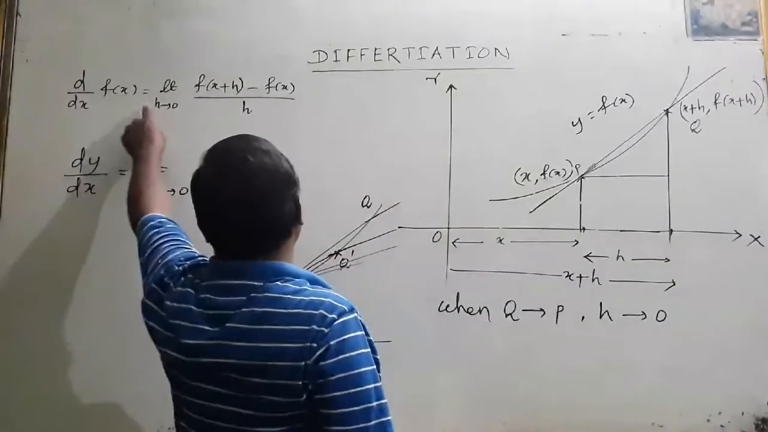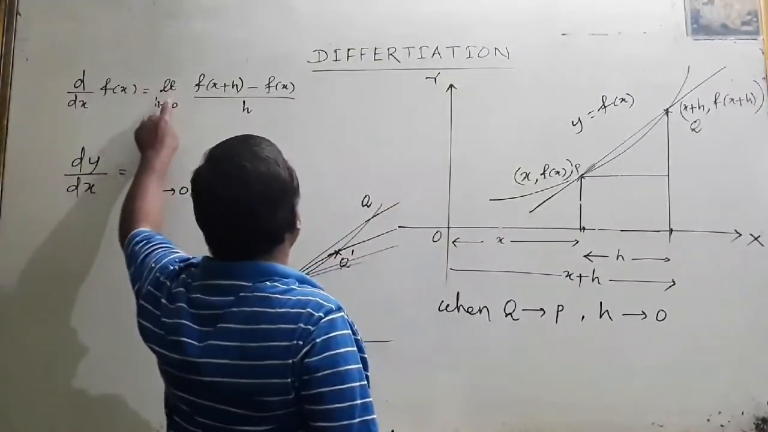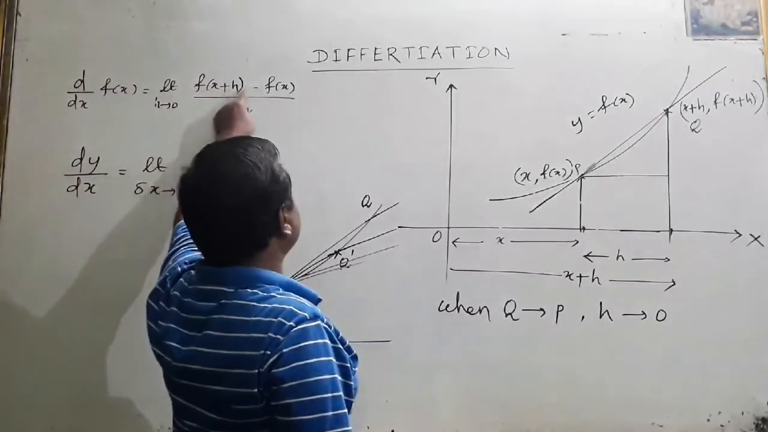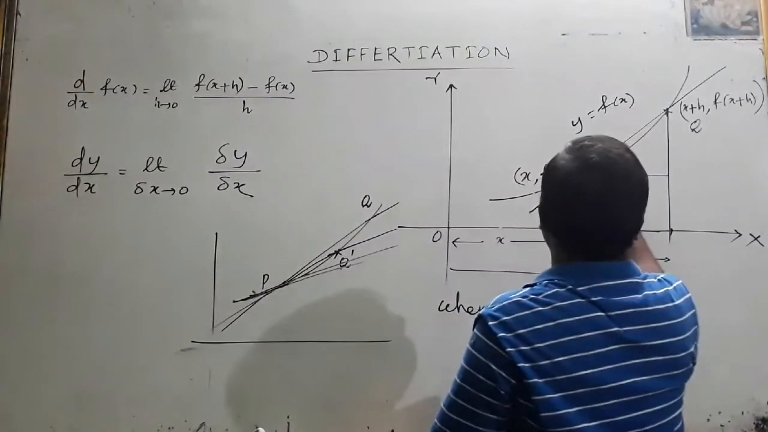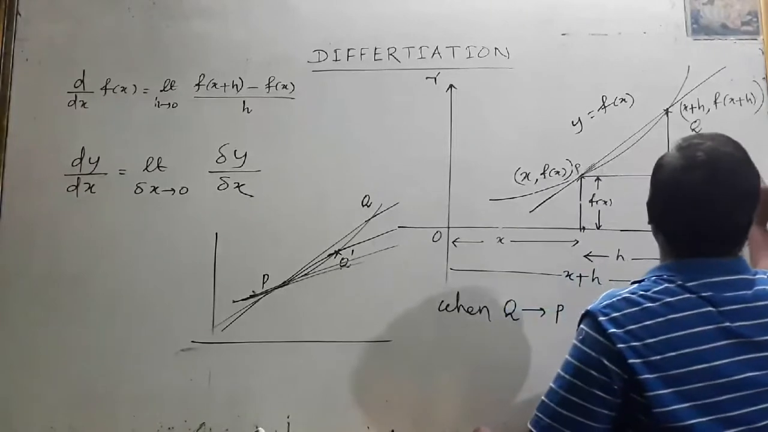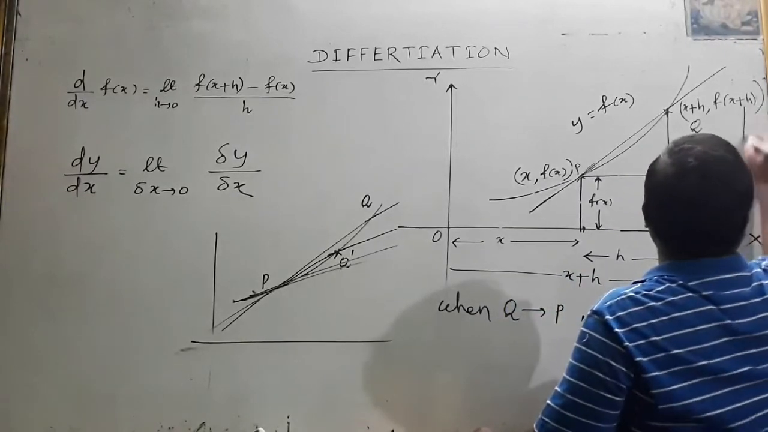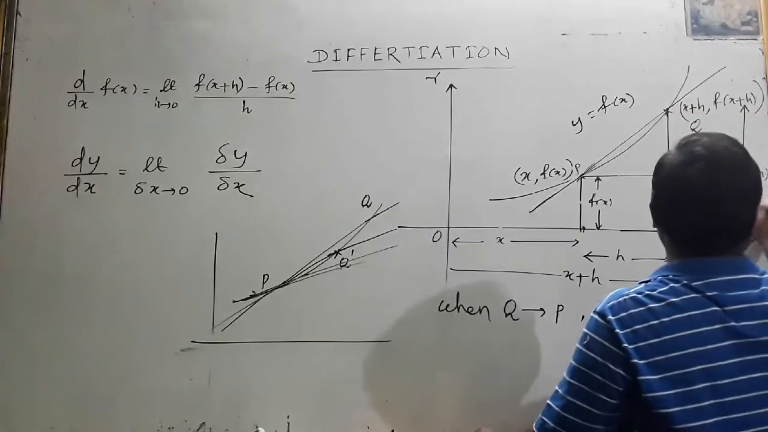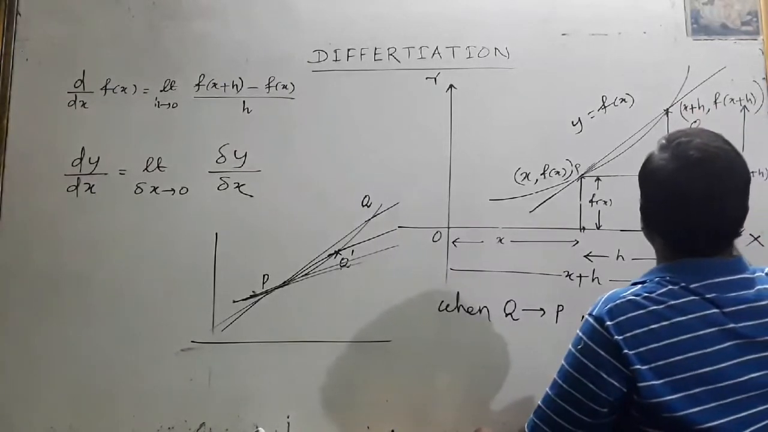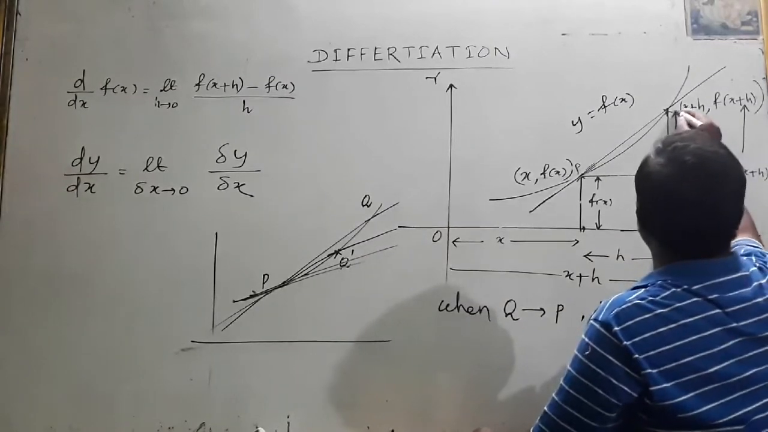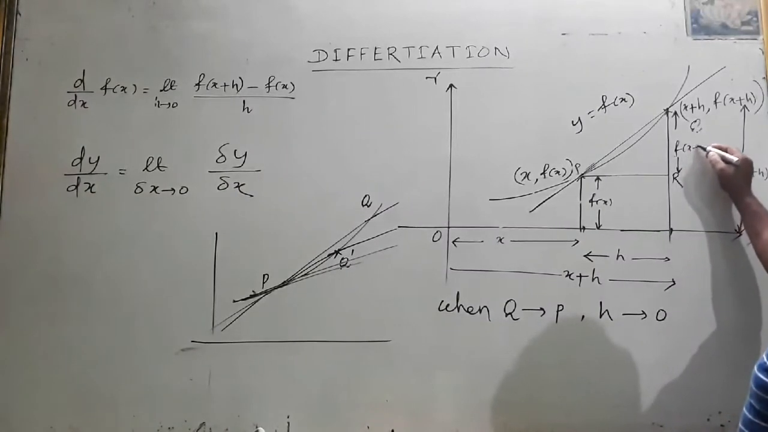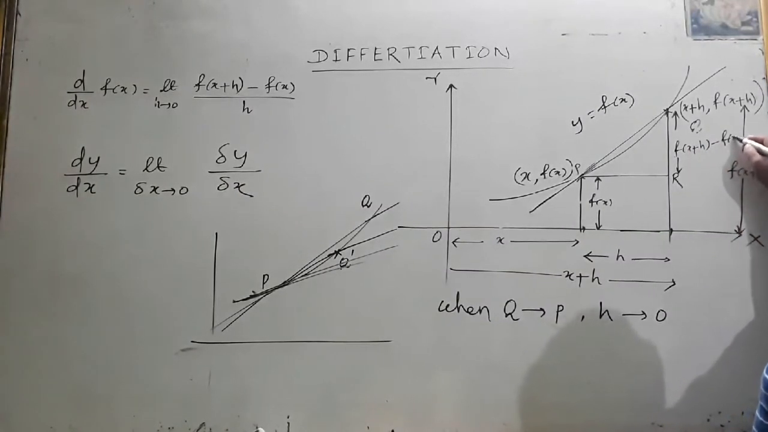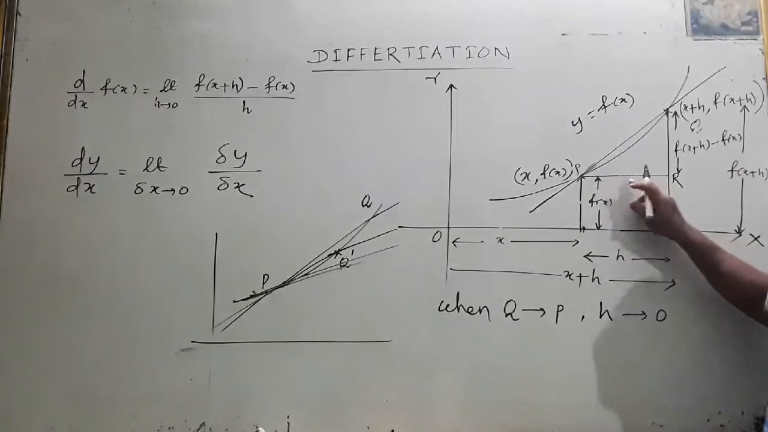So this is the geometrical interpretation of limit h tends to 0 of f(x plus h) minus f(x) by h. This is f(x), this is f(x plus h), this much height. Then what is QR? QR is f(x plus h) minus f(x). And this is our h.